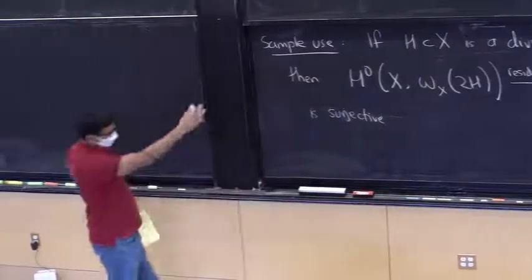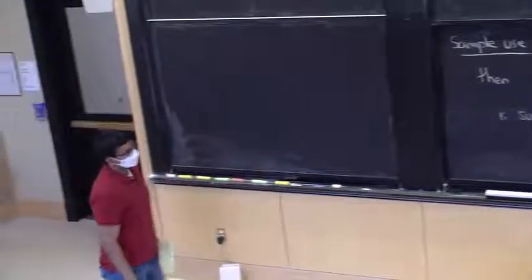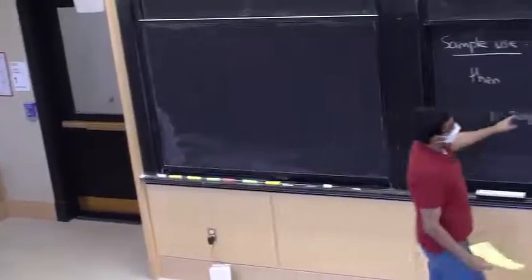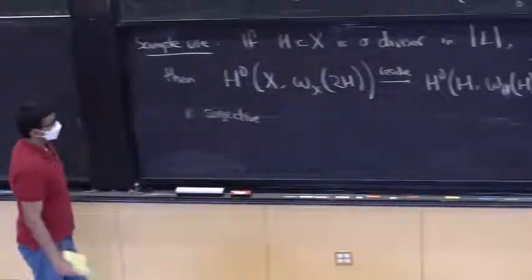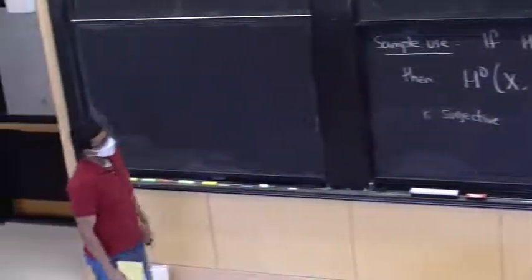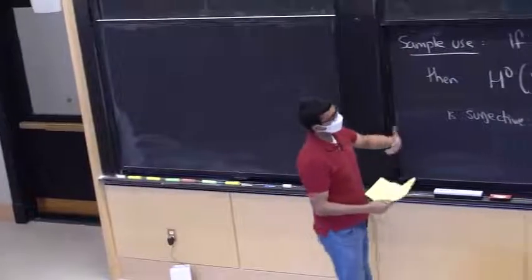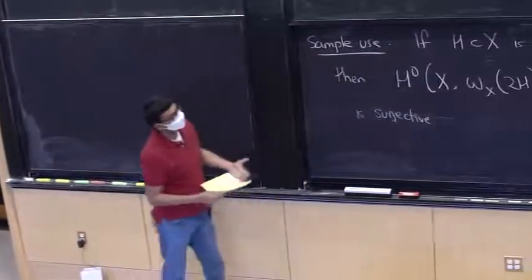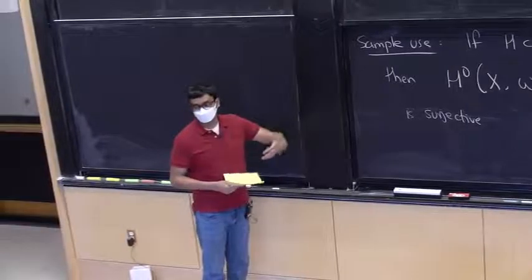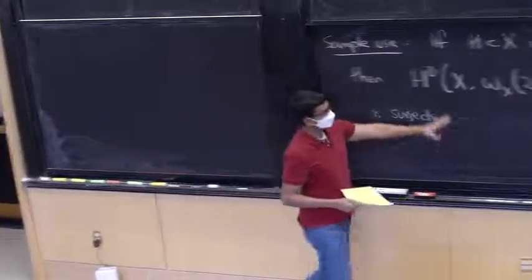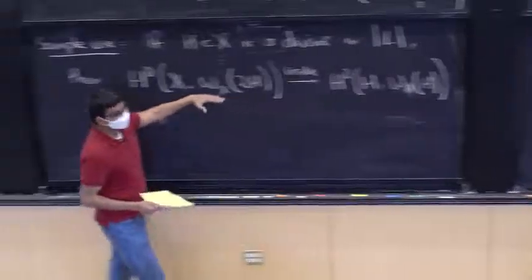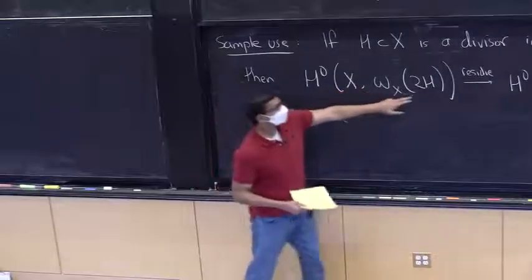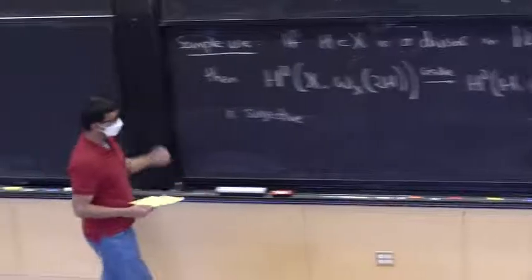Because if you chase the long exact sequence, the obstruction to being surjective would be an H1, which is annihilated by this theorem over there. So what this lets you do is, a kind of problem you might want to solve in algebraic geometry is to produce lots of sections of the canonical bundle in certain situations. This result says that if you can find sections on the divisor, you can often lift them to X, provided you have these decorations in place.